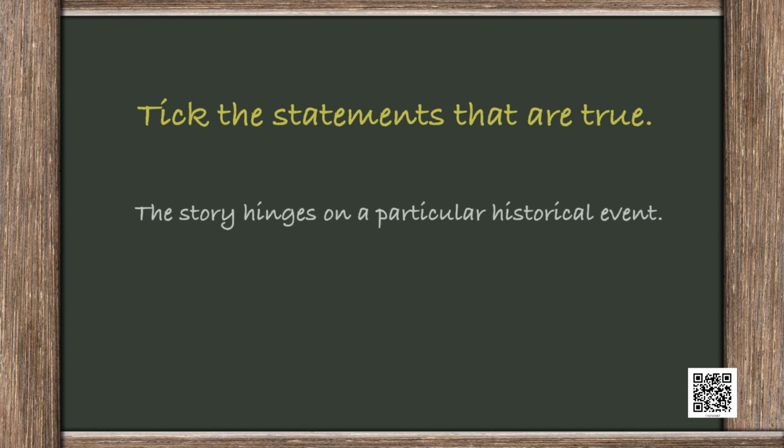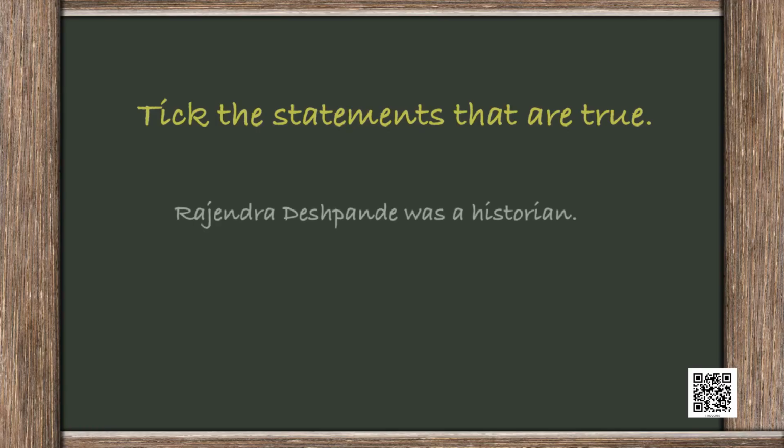Second question, the story hinges on a particular historical event. That is true. It hinges on the third battle of Panipat. Okay. All right. You remember quite a bit of this text. Kind of. Rajendra Deshpande was a historian. False. He was a scholar of mathematics. So Professor Gaitonde had been conned into speaking about catastrophe theory. Even though he is a historian, he was invited to speak about physics, and so he goes to Deshpande to get an idea of what this catastrophe theory is about.